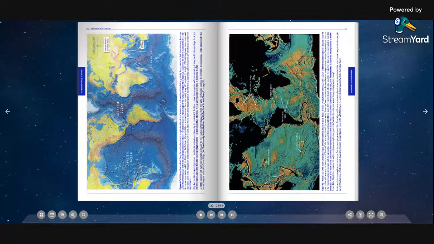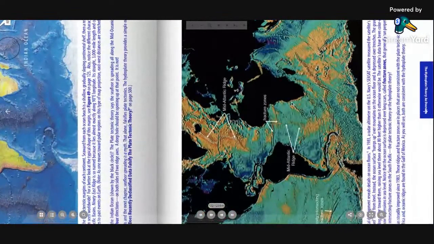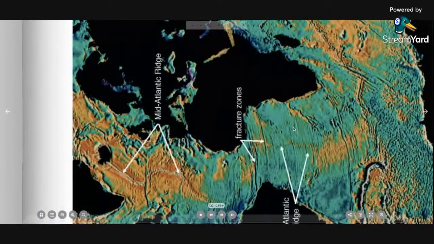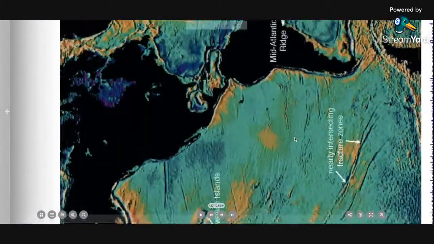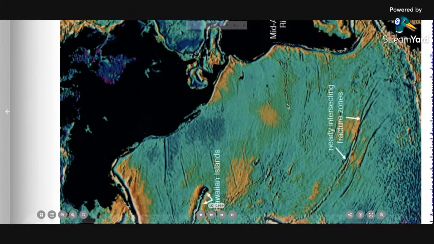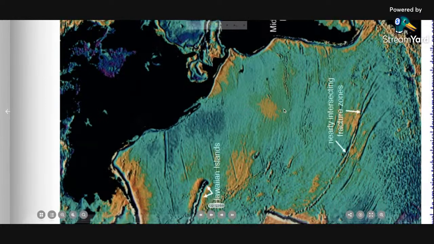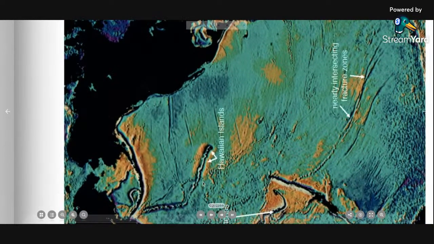Which theory explains this? The plate tectonics theory or the hydroplate theory? Also consider the nearly intersecting fracture zones in the South Pacific. Which theory explains them? Let's zoom in on the Hawaiian Islands. Where are they? There's Africa, here's America. Look at that, there the Hawaiian Islands are, 80 feet higher, and there it's lower above the trenches. Very interesting.